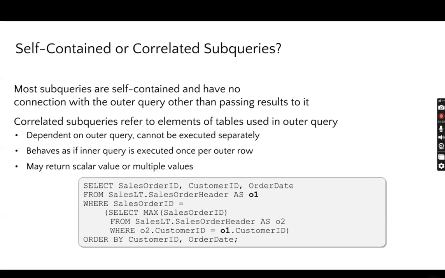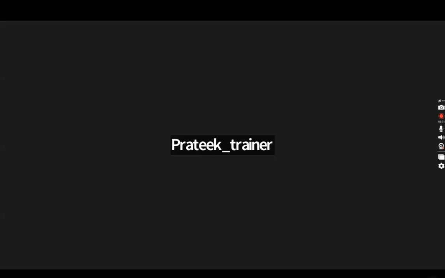So it is totally dependent on your outer query, and your correlated subquery cannot be executed separately. You cannot run the inner query separately and the outer query separately, but that you can do in the self-contained subquery. Is that clear, guys? If it is not, please let me know in the chat box and I'll explain it again.